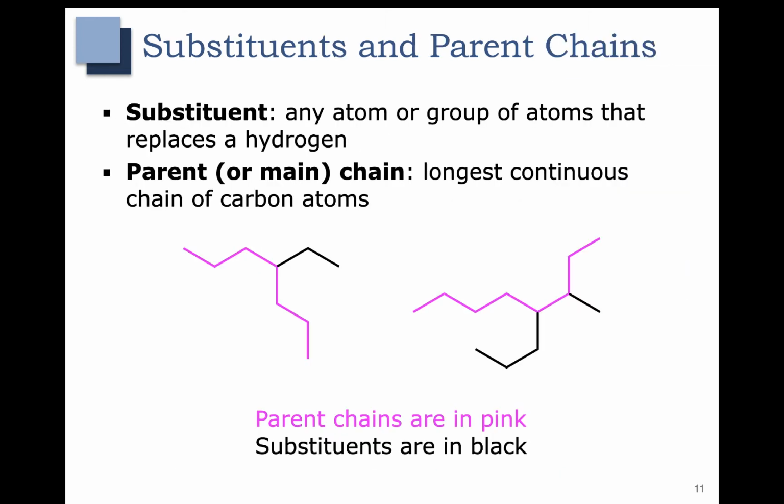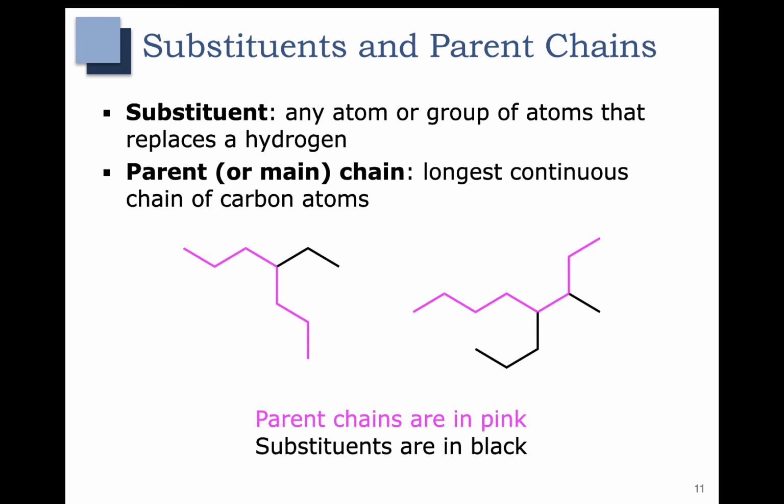Here's a little bit more information on substituents and parent chains. Substituents, of course, are those atoms or groups of atoms that are attached to the main parent chain. Essentially, what they're doing is replacing a hydrogen. You can see a substituent group here, here, and here. The parent chain, or often referred to as the main chain, is the longest continuous chain of carbons. It doesn't matter how the molecule is drawn, you're just looking for the longest continuous chain.